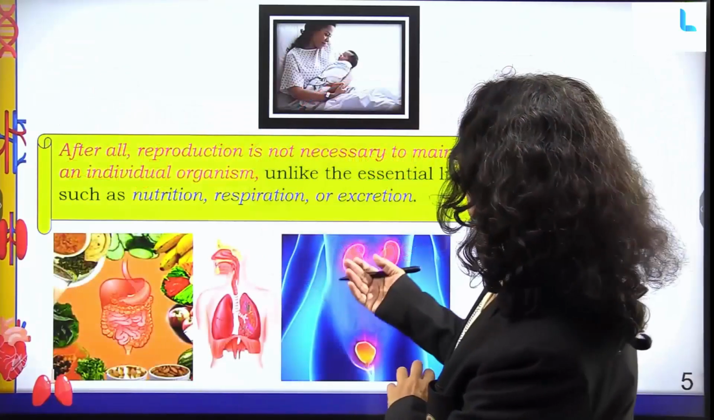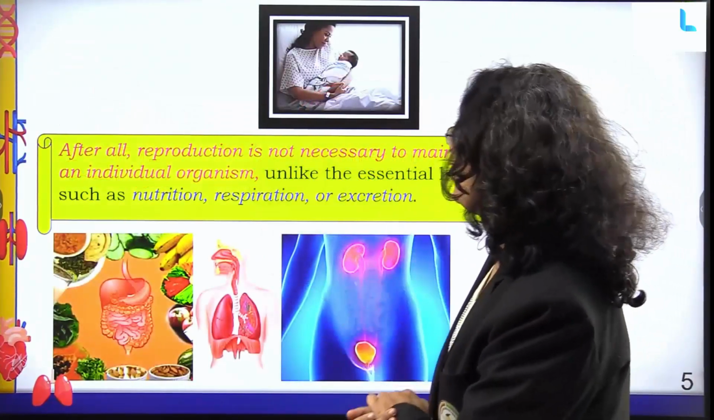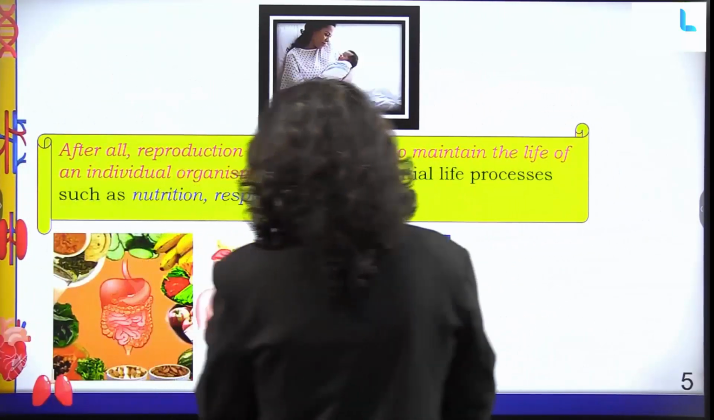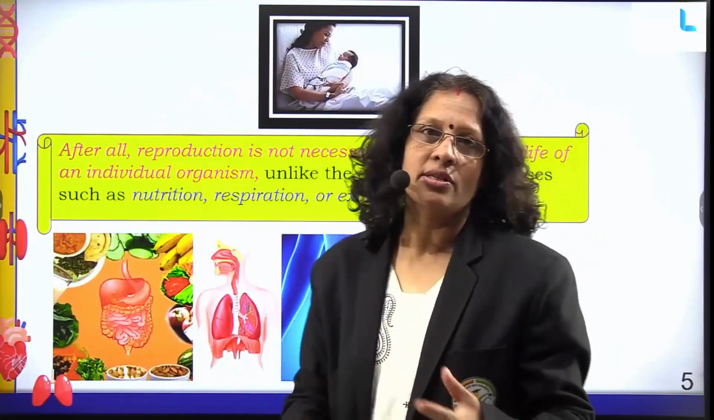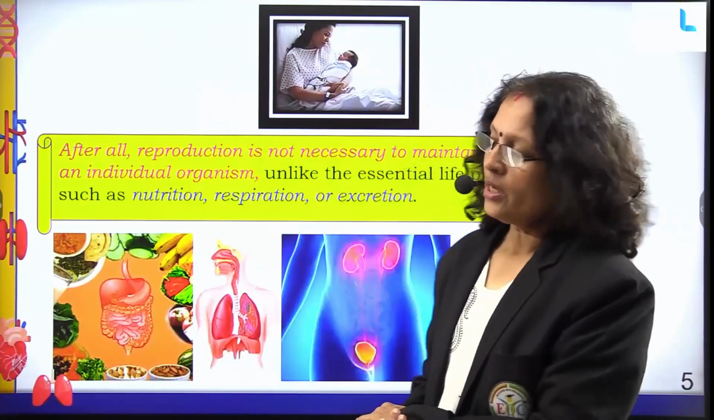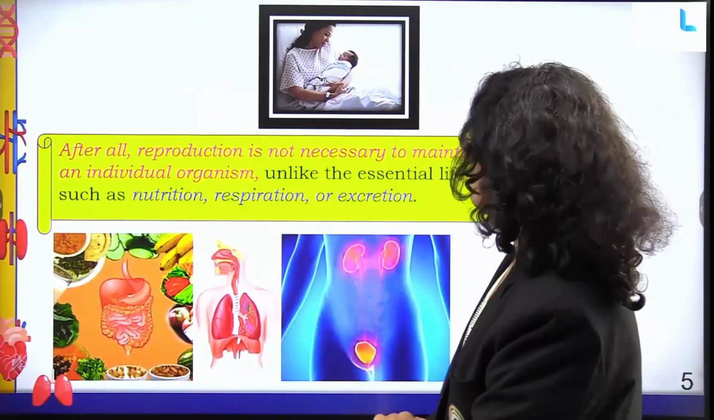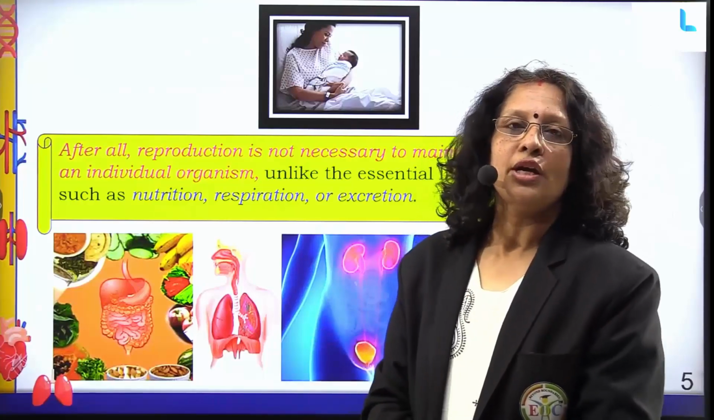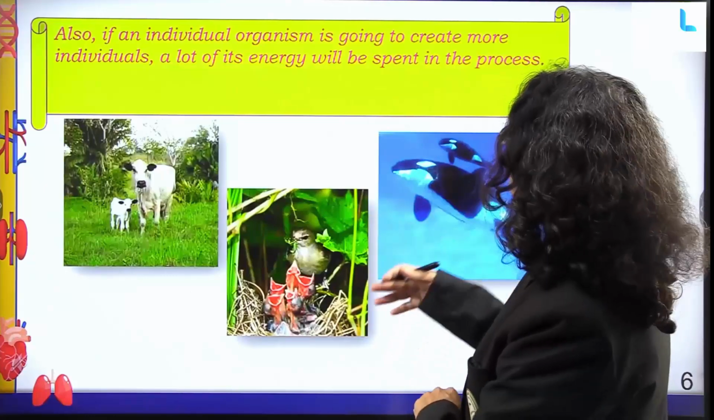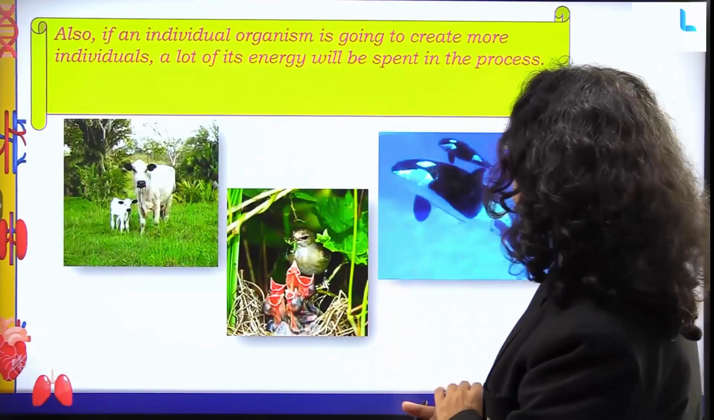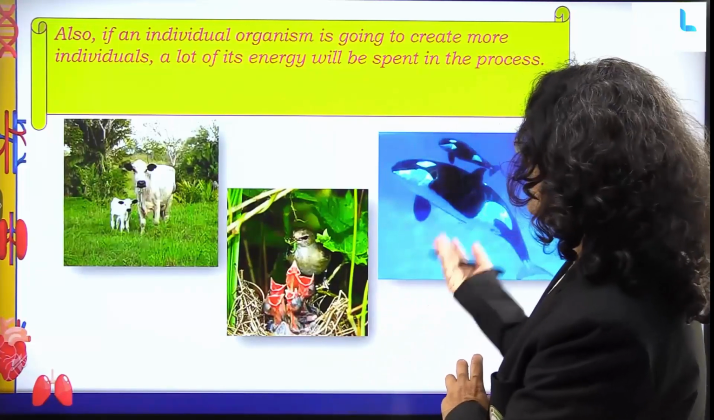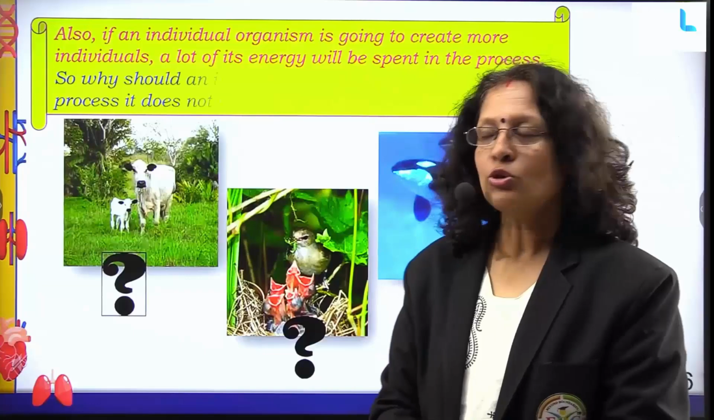After all, reproduction is not necessary to maintain the life of an individual organism. Unlike essential life processes such as nutrition, respiration and excretion, reproduction is also a life process, and it is essential to produce a similar kind of generation or species again. Also, an individual creating more individuals spends a lot of its energy in the process, but if it is not done, that species will become extinct.